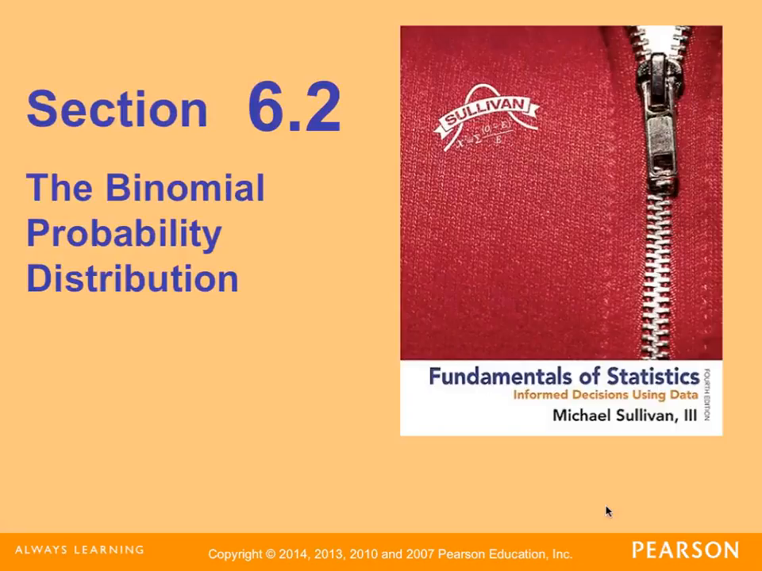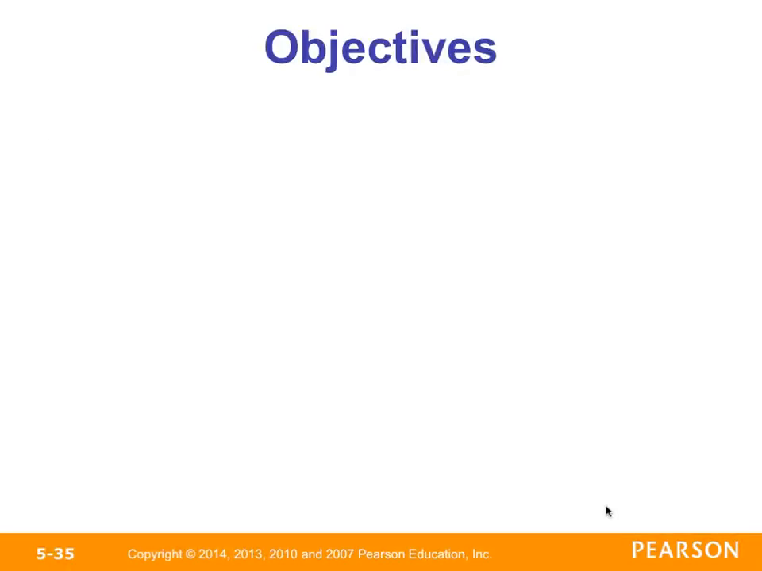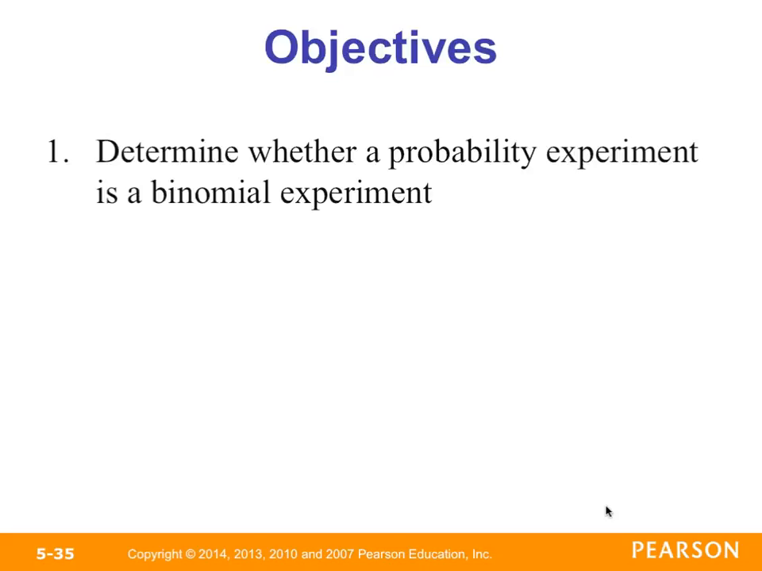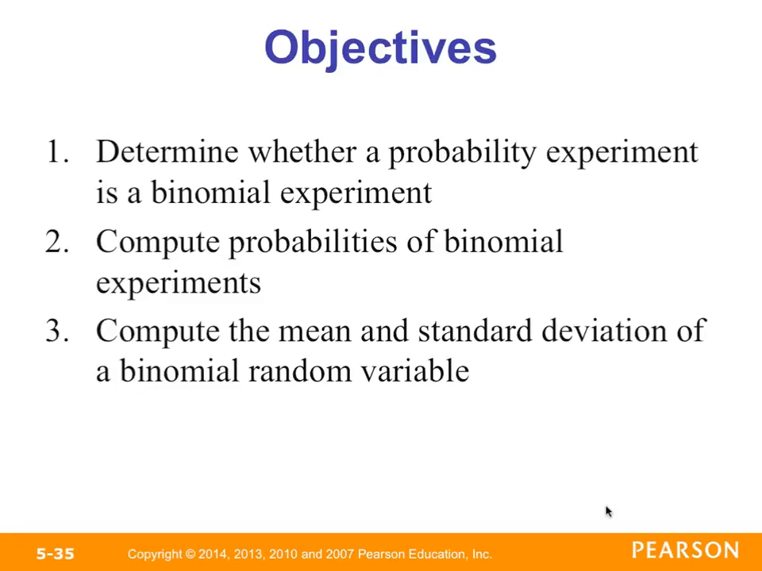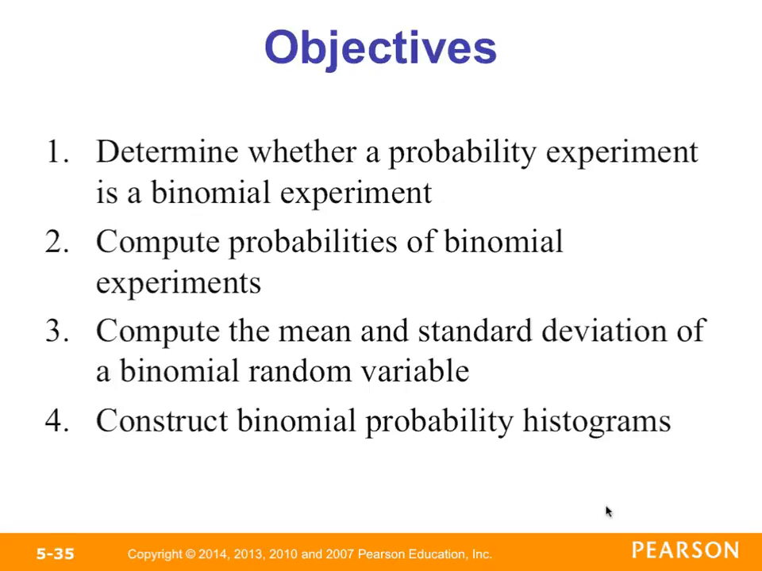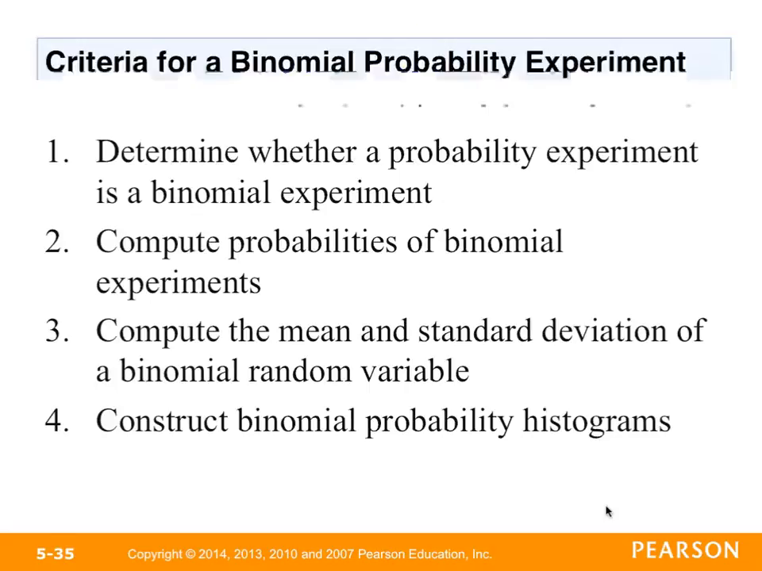All right, so let's move on to section 6.2. This is the binomial probability distribution. So again, we have several objectives in this section. The first objective that we're going to tackle is to determine whether a probability experiment is a binomial experiment. So a binomial experiment is a type of probability experiment, so we have to first determine if it actually fits that mold. Then we're going to learn how to compute probabilities. We're going to learn a couple of different ways to do that. We're also going to figure out how to compute the mean and the standard deviation for a binomial random variable, and construct some probability histograms for those.